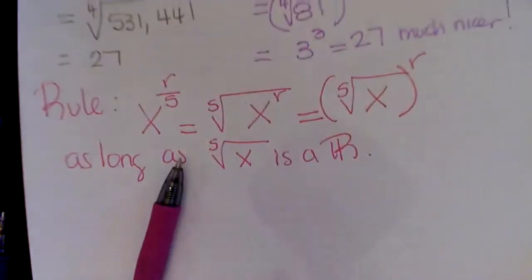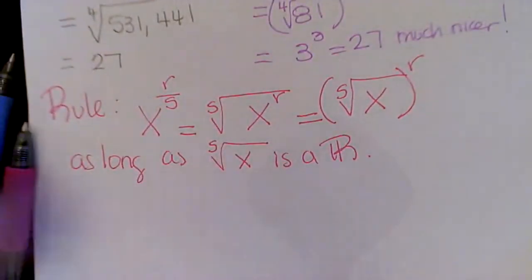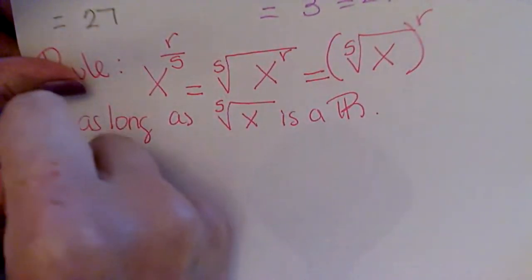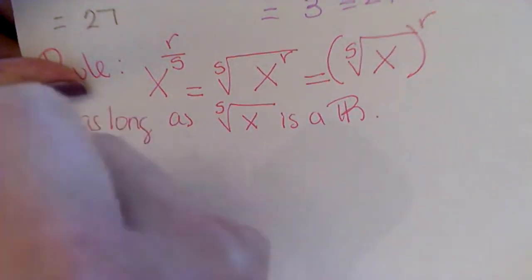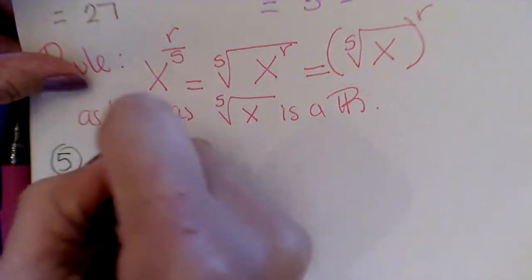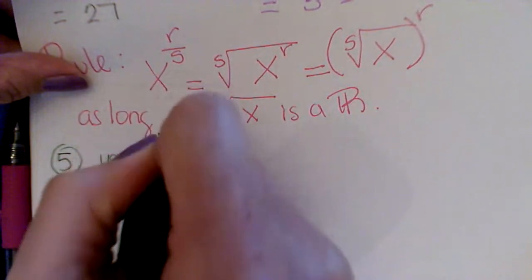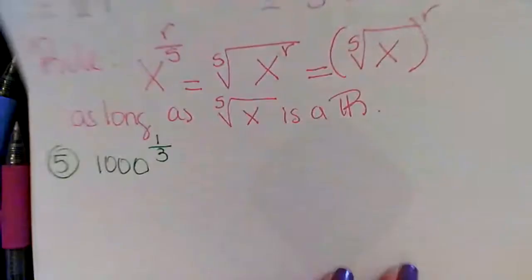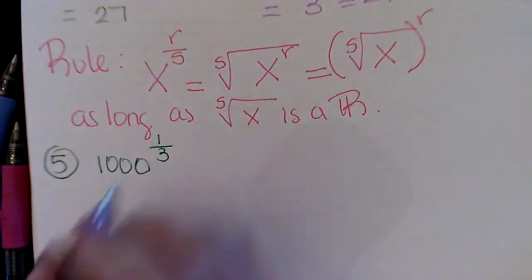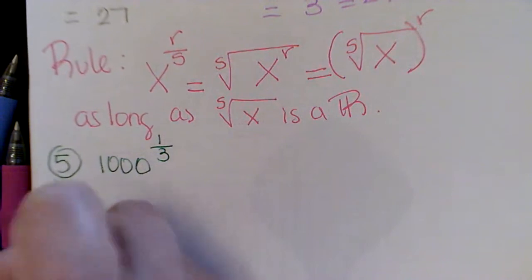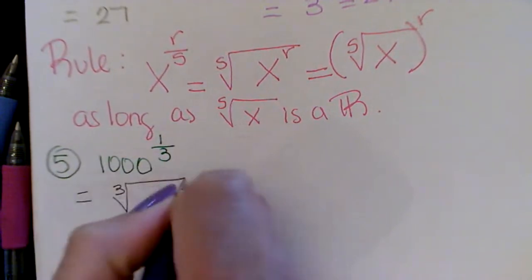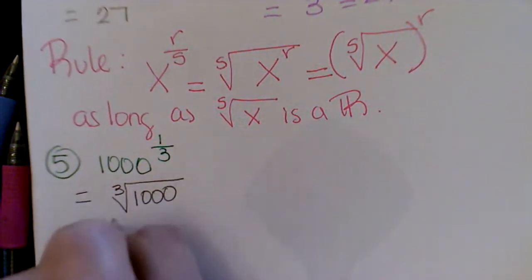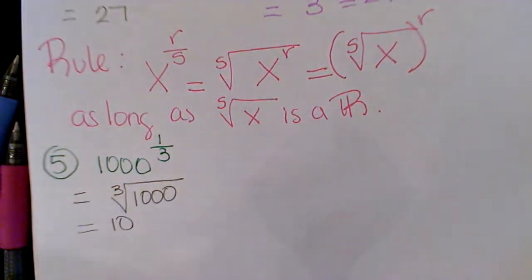We did number 4, so let's do 5. 5 says 1,000 to the 1/3. So this is going to be equal to what? The cubic root of 1,000. And what's the cubic root of 1,000? 10. There we go.